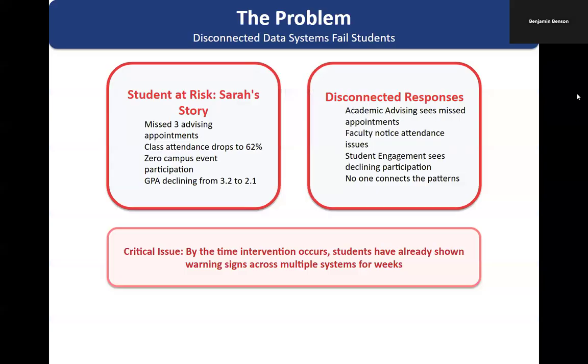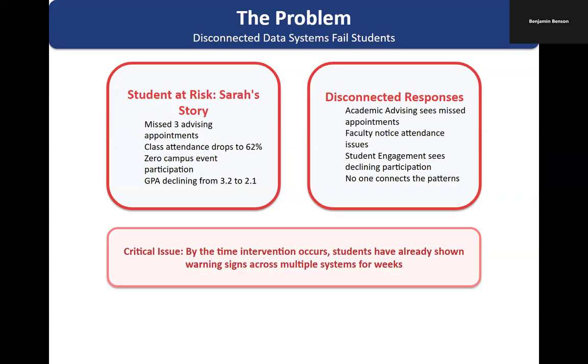So the problem, as I mentioned, is that a lot of these disconnected data systems fail students. Any student name I use is just completely made up, but as an example, I want to present you with one student profile. Sarah has missed 3 advising appointments. Her class attendance has dropped to 62%. She has no campus event participation, that means events or campus organizations. And her GPA declines from 3.2 to 2.1.